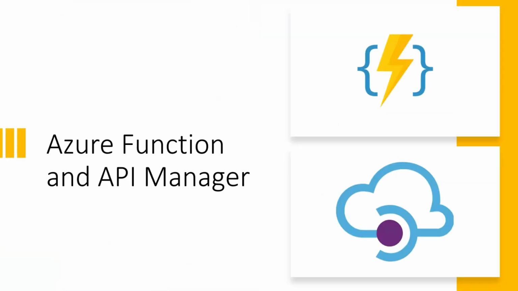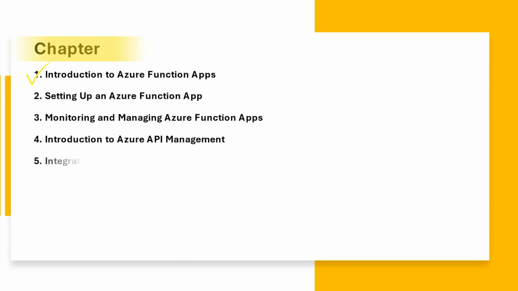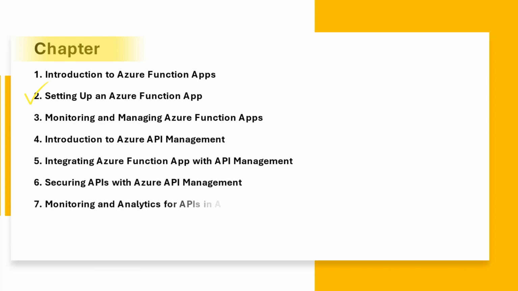In this video, I will walk through a series on how to create Azure Functions and set up API Managers. There are 8 chapters. The first chapter, we will see what is Azure Function App. And the second one, how to create Azure Function App in the cloud environment. And the third chapter, enabling the monitoring and how to manage the Azure Function App.